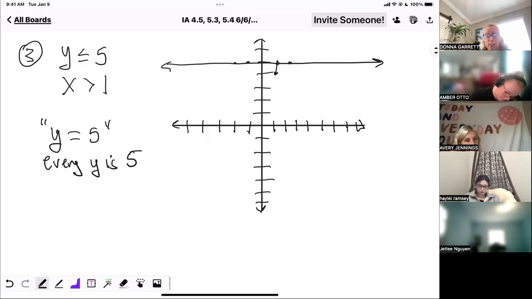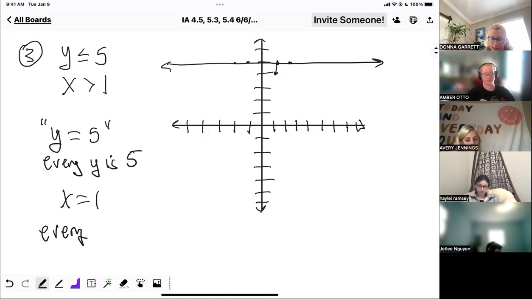And then x is greater than 1. So think about what it means for x to be equal to 1. It means every x is 1. Okay, so that means (1, 1), (1, 2), (1, 3), (1, -1). So it's just a vertical line, but it doesn't have equal to, so it's going to be a dashed line.